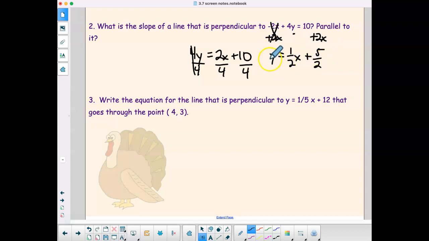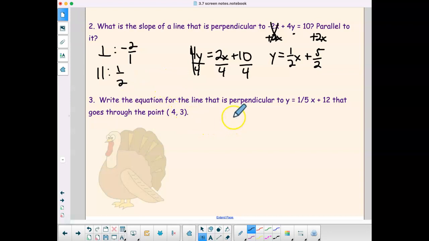But now that our y is by itself, we can take out the slope. We know that the slope of this line is 1/2. The question is, what is the slope of a line that is perpendicular to this one? Perpendicular, remember that's the symbol for perpendicular, would be the opposite and the reciprocal of this, so it would be negative 2 over 1. And then the second question says, what if your line is parallel to this one? If your line is parallel, that's the symbol for parallel, then your slope would be exactly the same, so it would stay 1 over 2.